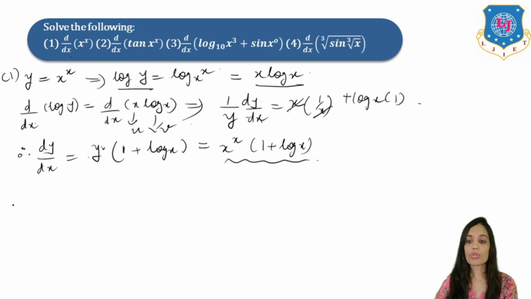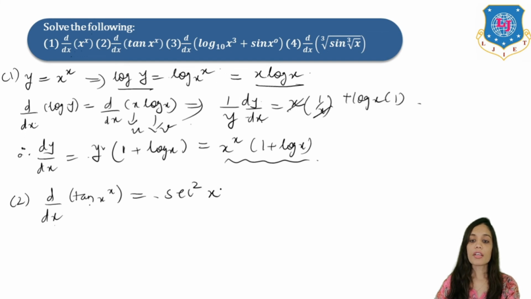Right? Let us go to the next example. Derivative of tan x raised to x. So derivative of tan x is what? Sec square. Right? So here it becomes sec square x raised to x. Now you have to write the derivative of x raised to x that we have just derived. It is what? x raised to x into 1 plus log x. Right? So this is your required answer.